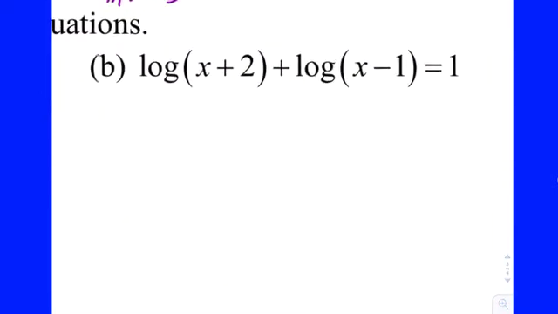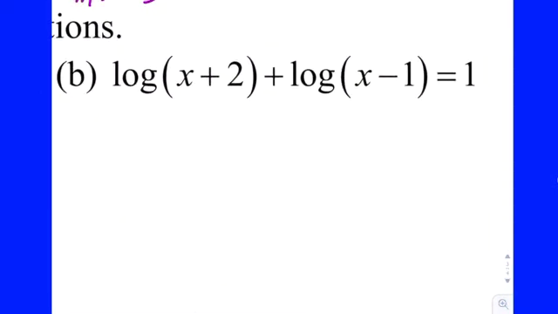Letter B. We got 2 logs, 2 different arguments, x plus 2, x minus 1. I need to get it down to a single x, which means I need to get it down to a single log. What's the base there of both logs? 10. If I have 2 log base 10s that are added, what could I do to, what's a good word? Condense it down to a single log. Condense it, yeah. So that's going to be pulling 1.